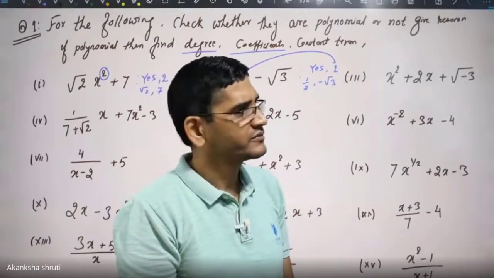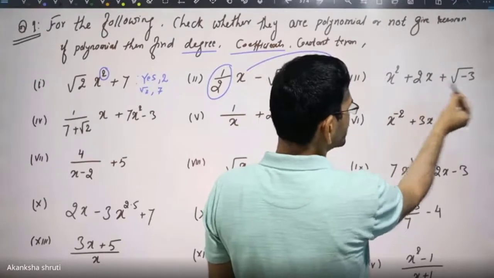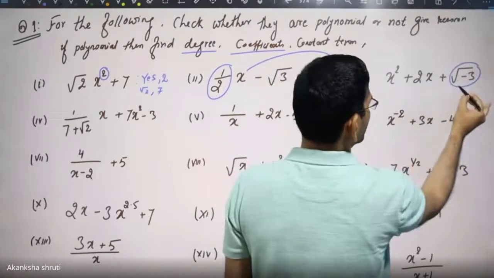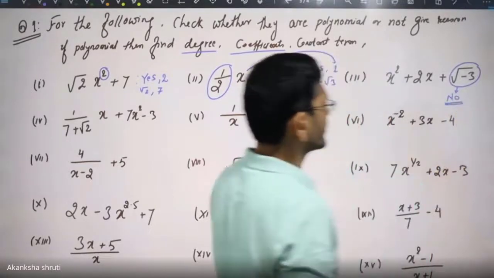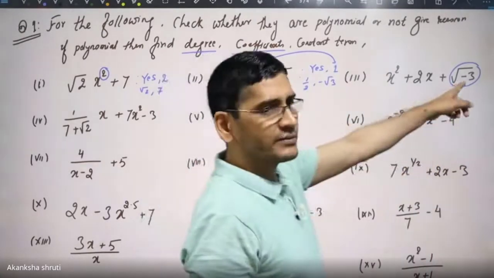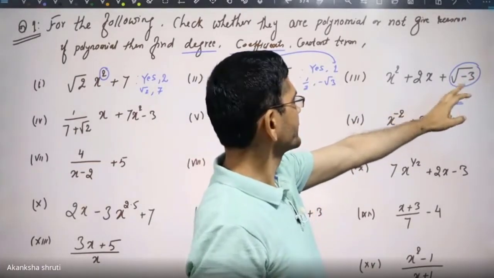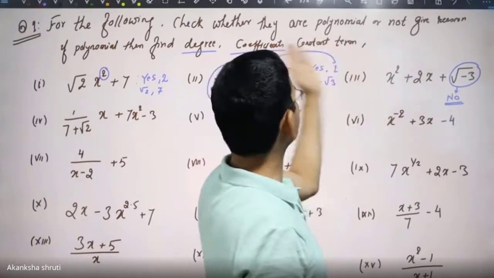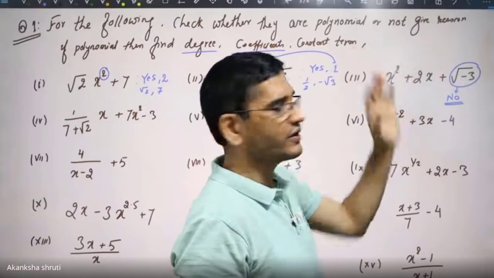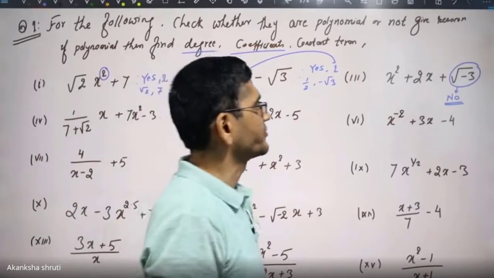Very good student. Here, the coefficients would be 1, 2, but because of this, it is not. Because of this it is not a polynomial, because under root -3 is an imaginary number, or not a real number, so it cannot be a polynomial. When it is not a polynomial, there is no question of its degree and coefficients, because degree and coefficients at your level are defined only for a polynomial.